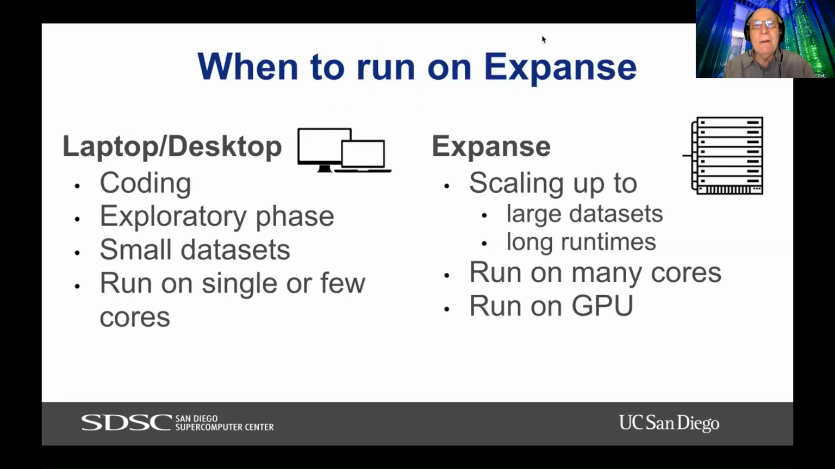Okay, so when do you want to run things on Expanse? First of all, your laptop or desktop is still the best environment for coding and the exploratory phase of your projects, when you're still dealing with small data sets, where you run on one core or a few cores. One reason you want to use Expanse is if you want to scale up either to larger data sets or runtimes becoming too long. In that case, you now have access to many cores on Expanse, or you can also use GPUs.